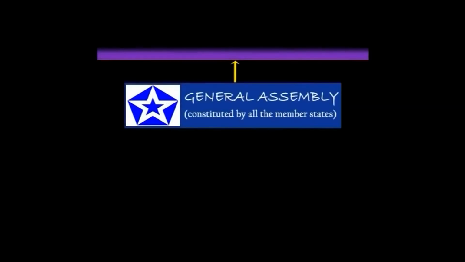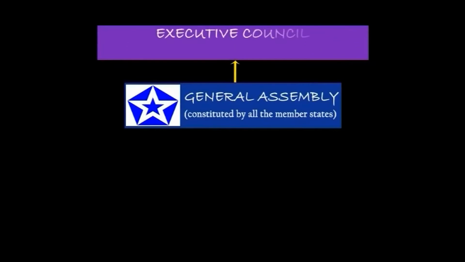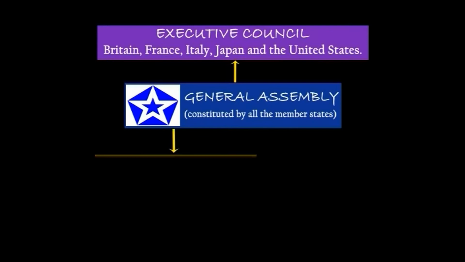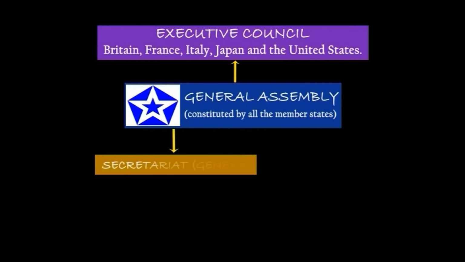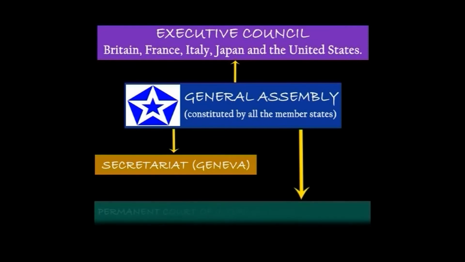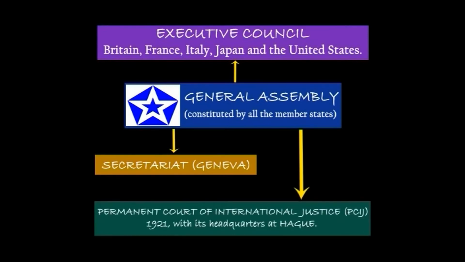Number 2, Executive Council, which consisted of 9 members constituted by powerful countries as permanent members, which include Britain, France, Italy, Japan and United States. The other 4 members were elected. Number 3, Secretariat, which was based at Geneva. Number 4, Permanent Court of International Justice, which was founded in the year 1921, with its headquarters at Hague.